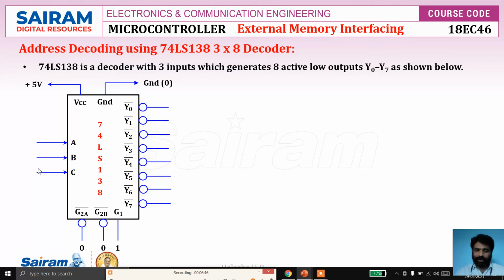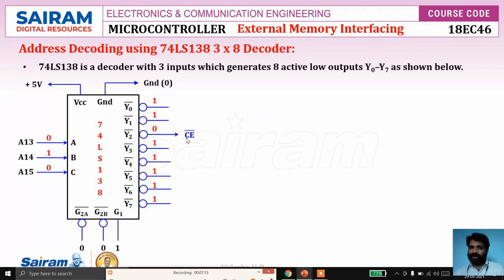To these inputs, we connect the unused address lines, that is A13, A14 and A15. A13 is LSB. So here A is LSB, next C is MSB. Suppose it is 0 1 0, that means it is 2. 2 means Y2 will be 0, remaining all 1.